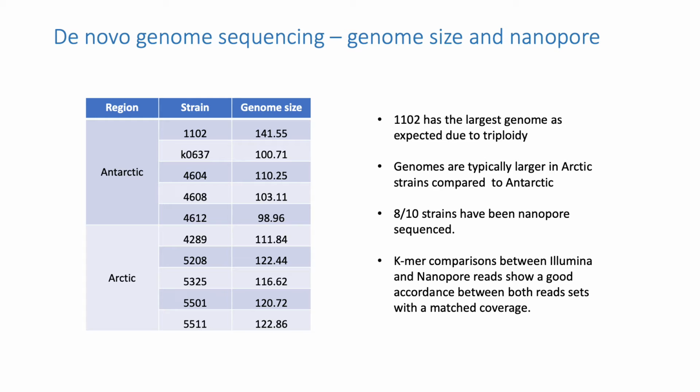8 out of 10 strains have so far been sequenced with nanopore. Preliminary results comparing Illumina and nanopore reads show a high level of correspondence and coverage. We are currently in the process of scaffolding genomes with the nanopore reads before moving on to genome annotation and comparative analysis. However, we have carried out some interesting preliminary analysis between strains using the Illumina assemblies and reads.